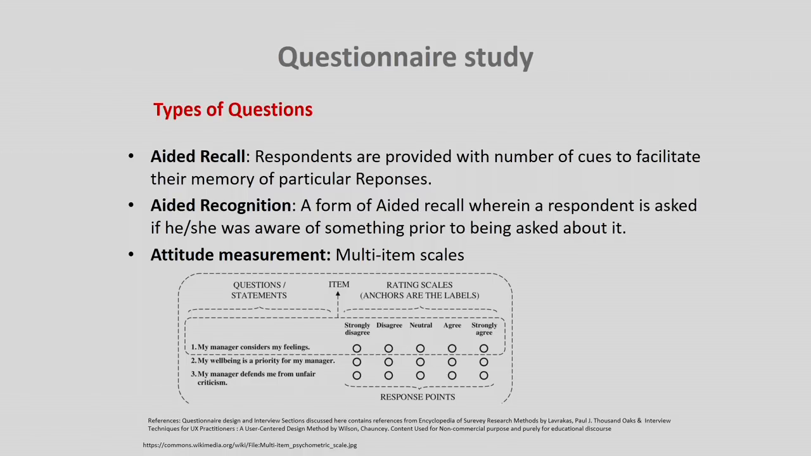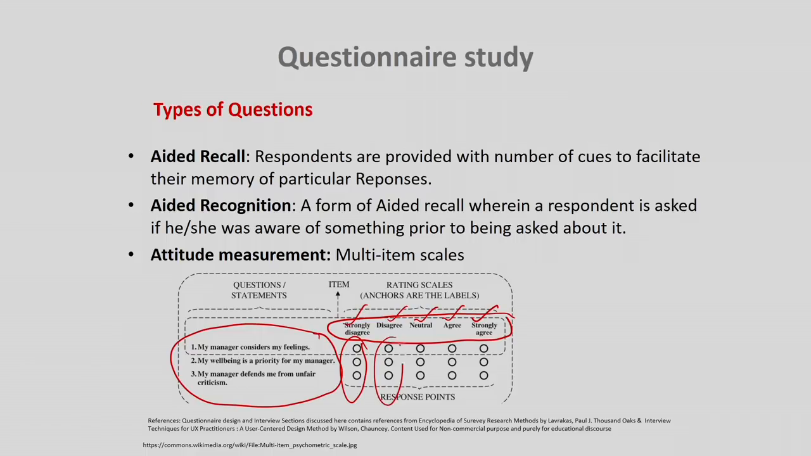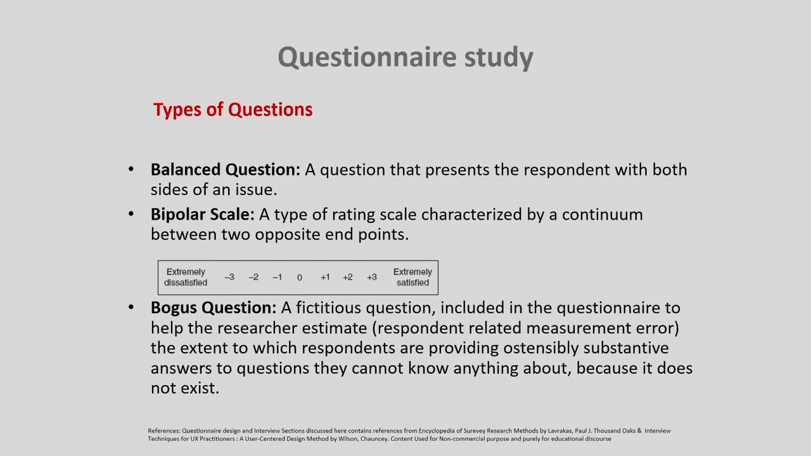Now, for attitude measurement, there are multi-item scales. For example, as shown in this figure, these are the question statements and these are the response items. If you can see, strongly disagree, disagree, neutral, agree, strongly agree. These are the multiple items through which the user can rate in any of these sections, right? These are called multi-item scales, which can be used for attitude measurement.